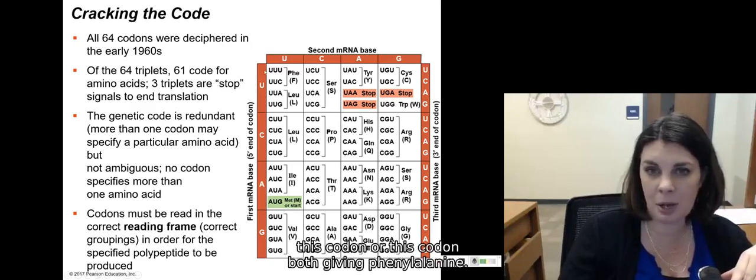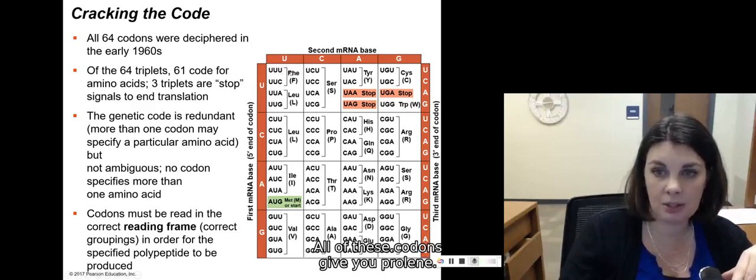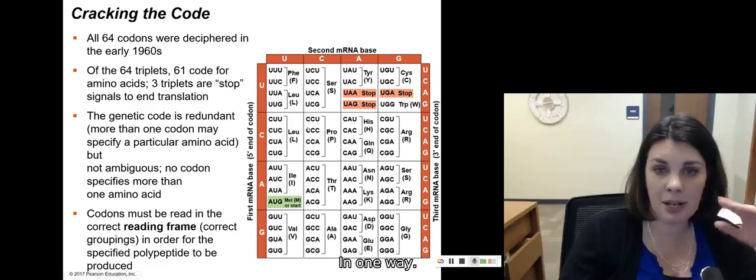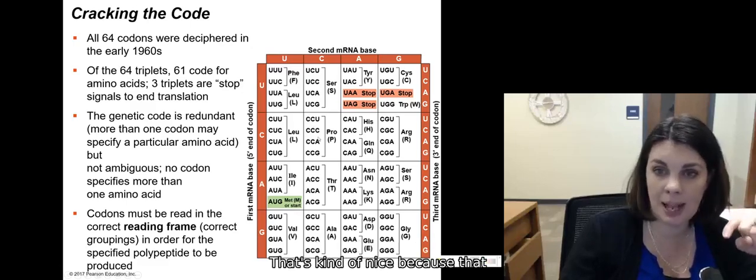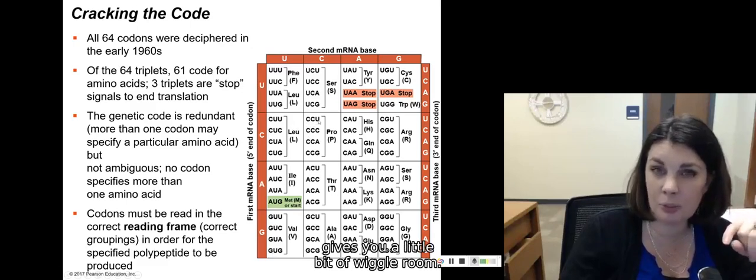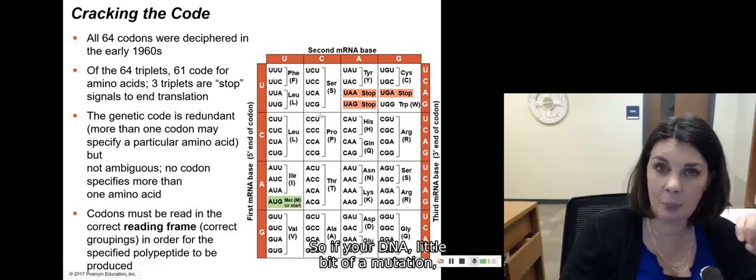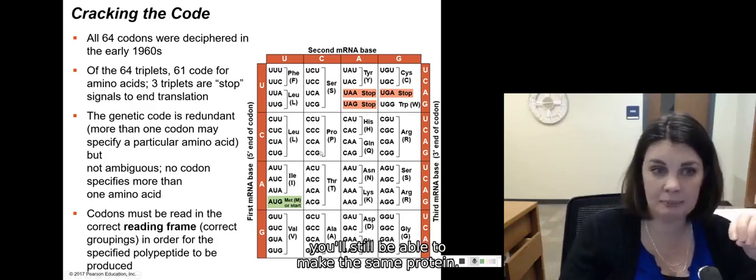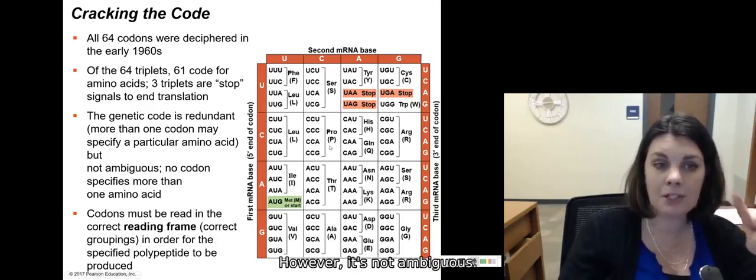So this codon or this codon both give you phenylalanine. All of these codons give you proline. So in one way, that's kind of nice because that gives you a little bit of wiggle room. If your DNA gets a little bit of a mutation, you'll still be able to make the same protein.